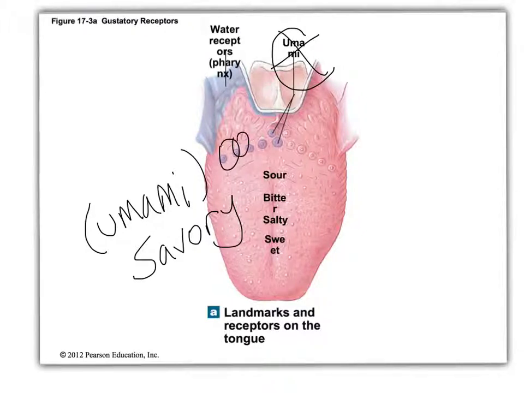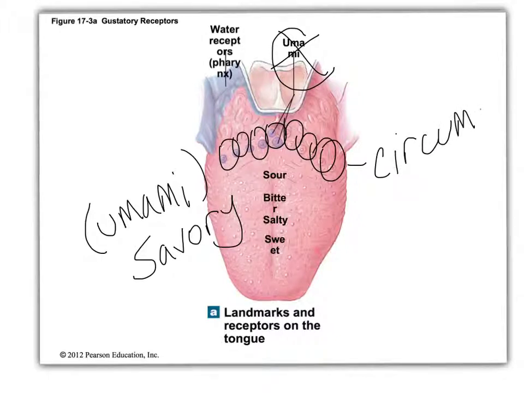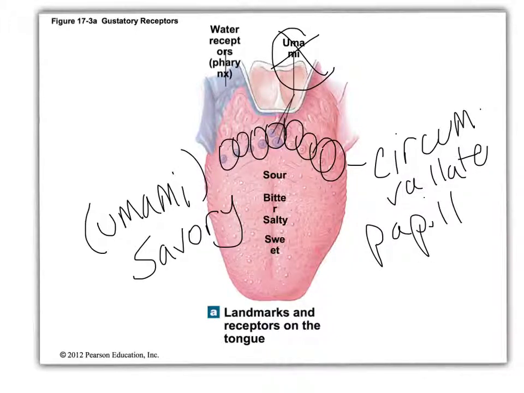So here you see umami, and this, I think, picture is mislabeled. What you're seeing here in these large circles in the back, those are the circumvolate papillae, and they primarily contain bitter receptors.